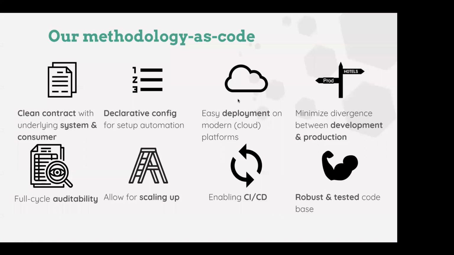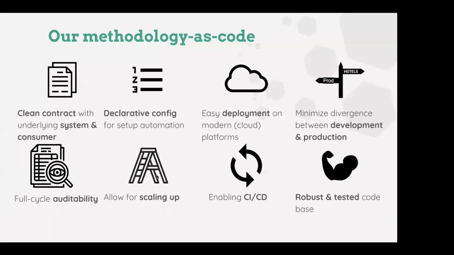Meaning you've been developing locally or remotely on a cloud, you want to make it easy to get this thing actually running in production. This leads to the next point, of course. You want to minimize the divergence between what you have been developing and what's running in production. Ideally, you want to have some full cycle auditability in place, especially in some domains like finance.